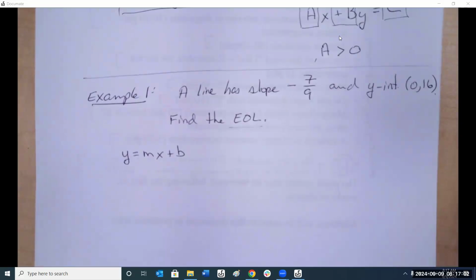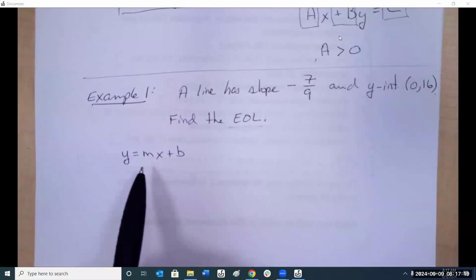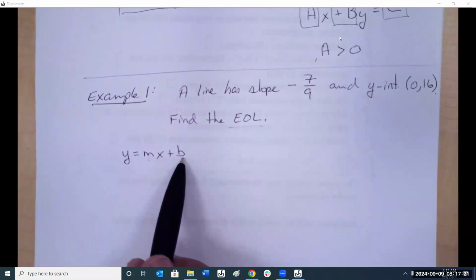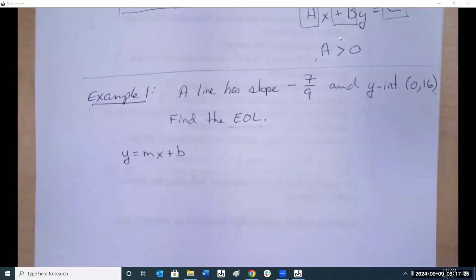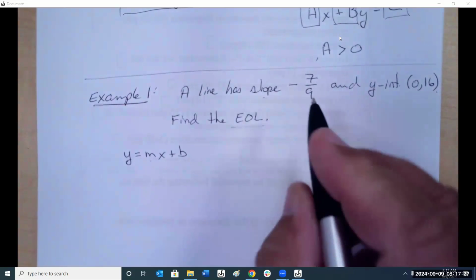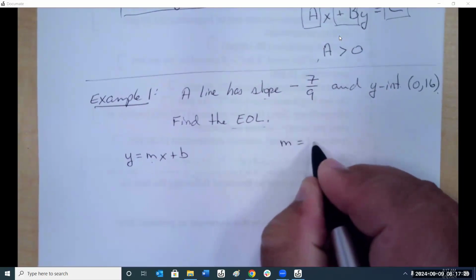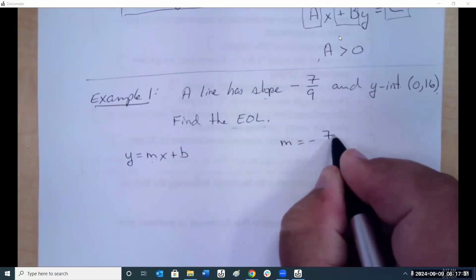Whenever you're given a problem in mathematics or any STEM course, actually, and it asks you to find something specific that requires a formula, always start off by putting the formula down first. You know what you're trying to get to. You know what you need. You need to have a slope, and you have to have the y-intercept. It's given that our slope is -7/9.